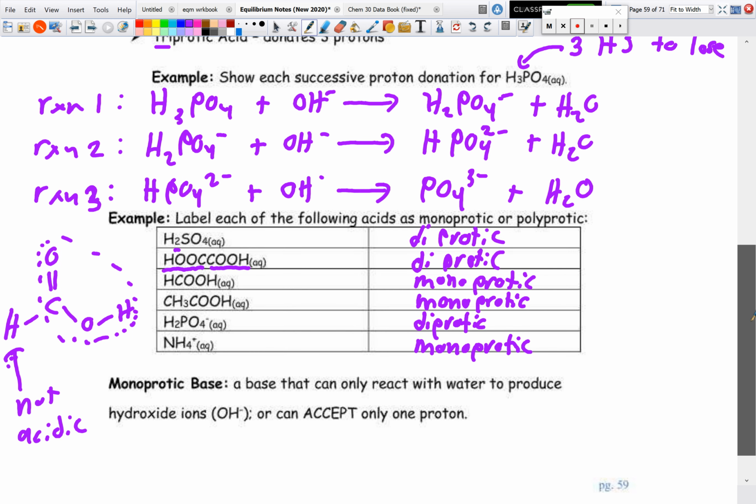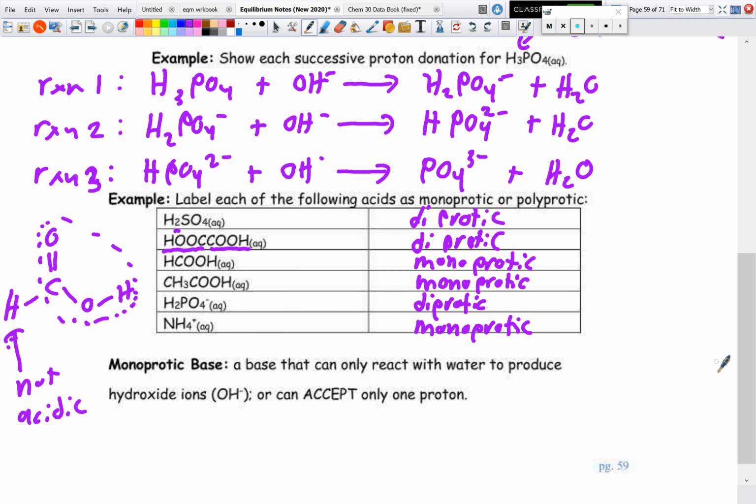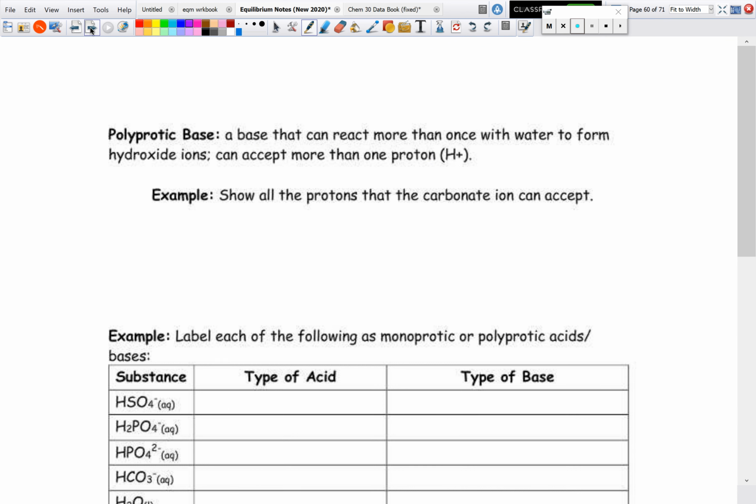Now, this whole thing about mono and diprotic, we can say the exact same thing with the bases. We know a monoprotic base is going to be a base that can react once and only once to accept only one proton, whereas our definition of a polyprotic base is going to be a base that can react more than once, with water or an acid to form hydroxide ions, and it can accept more than one hydrogen.